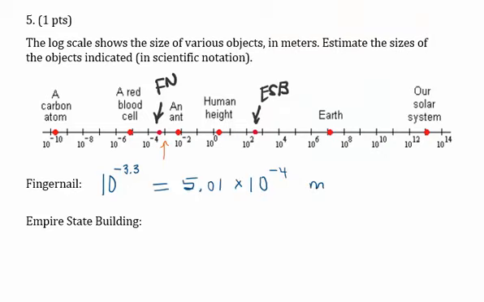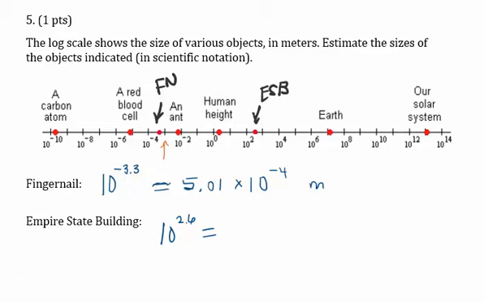Okay, and then another one, the Empire State Building. If I look, the Empire State Building is the label ESB. This is the height of it. And I look at where that dot is located, which looks like it's between 10 to the second and 10 to the third. So I'm going to estimate it as 10 to the... it's kind of a little bit more than halfway over, so 10 to the 2.6.